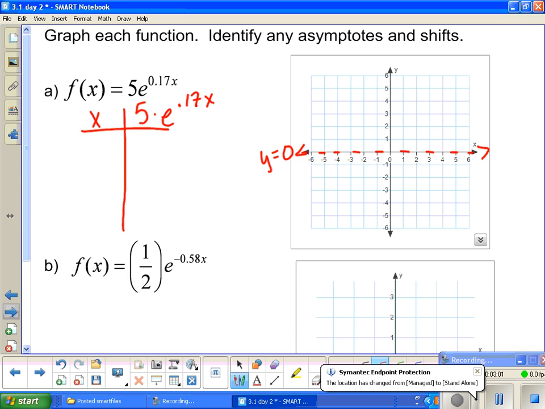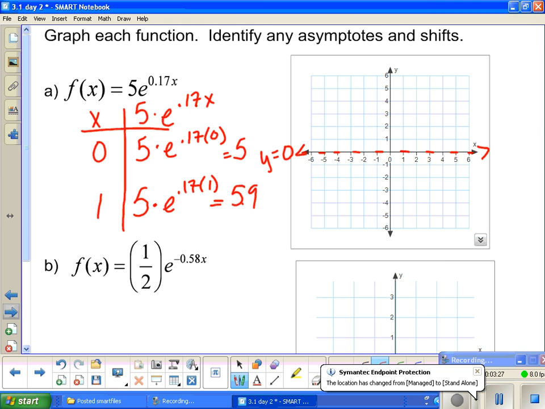I'm going to plug in the same values of 0 and 1. 5 times e to the 0.17 times 0 is 5 times e to the 0. E to the 0 is 1, so that's 5. If I plug in 1, 5 times e to the 0.17 times 1, I'm going to get 5.927. Again, we can only sketch these because they are not going to be accurate. So it's 0, 5, and 1, 5.927, not quite 6. And we have an exponential graph that goes like that.